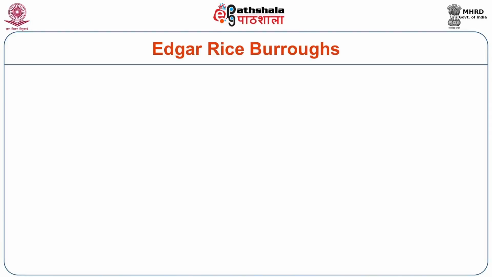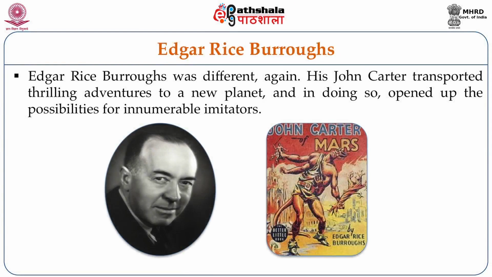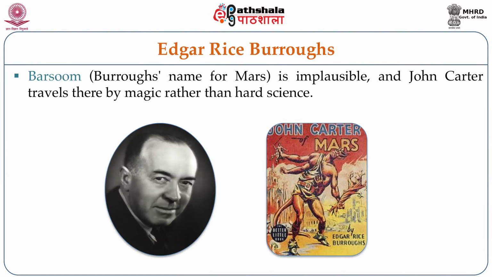There is a writer who in many ways can be considered much more minor, problematic, but whose writings would influence subsequent generations. This is Edgar Rice Burroughs. His John Carter transported thrilling adventures to a new planet. Now, we could say that John Carter was doing on Mars what heroes of other novelists were doing in Africa or the Wild West. But in shifting to Mars, Burroughs was opening up the possibilities for imitators.